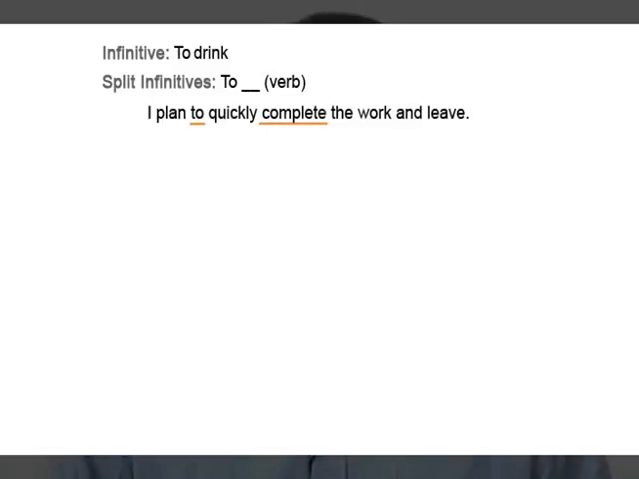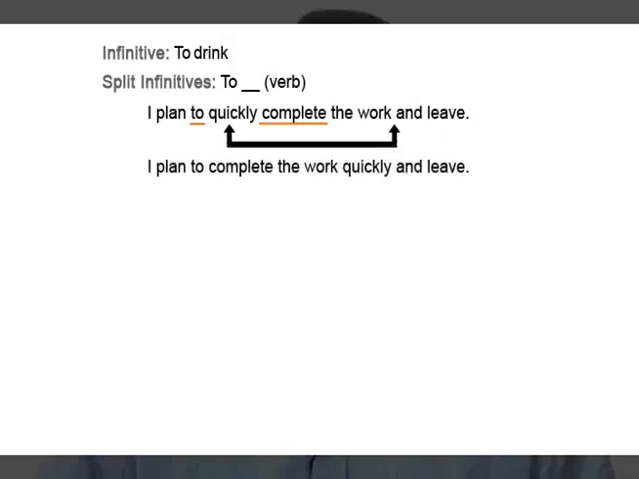And the way you fix it is you say, I plan to complete the work quickly and then leave. Don't put quickly in between the to and the verb. If you've got an infinitive verb, to something, keep them together.